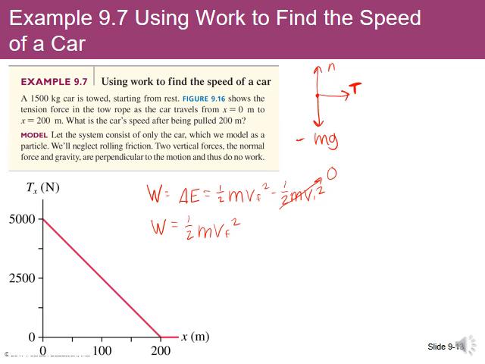Do we have to calculate the work done by all three of these forces? No. Why not? The normal force and gravity don't do any work because the displacement of the car is in this direction, in the same direction as the tension. So there's no work done by normal and gravity, so we can totally ignore those. We really only have to find the work done by the tension force.